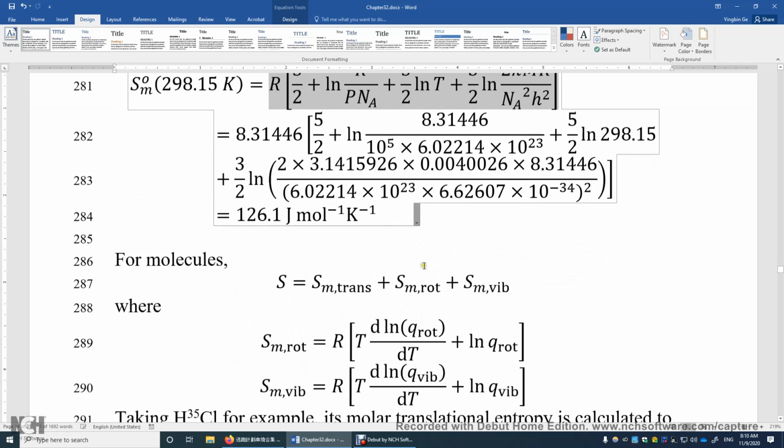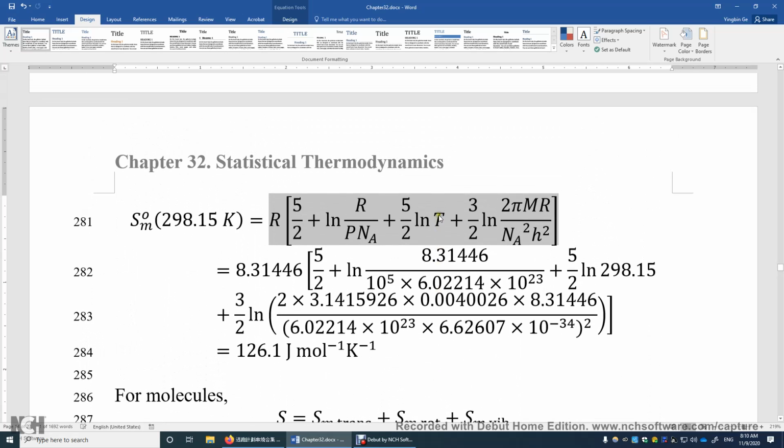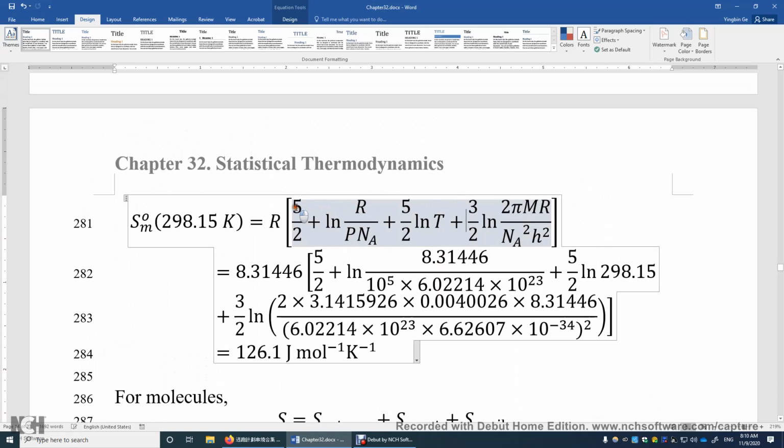So what I do here is compare the translational entropy of HCl with the translational entropy of helium. What's the difference? Look, this is the same for the two gases at the same temperature. And then if you look at this term, the only thing that's different is the molar mass.